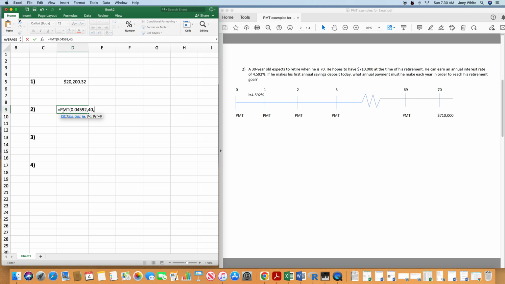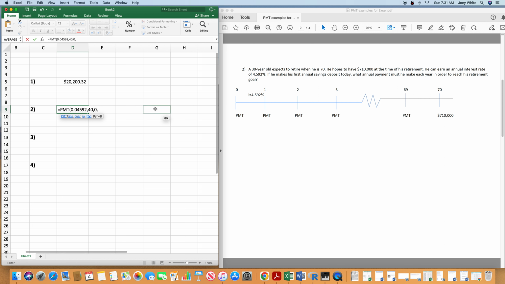So there's no present value, even though he's making a payment today. But that's what we need to find. So we'll put 0 for the present value. And this future value of 710, that's what he's going to have. That's going to be kind of a cash inflow to him when he turns 70. You can see where I got confused. This is in 40 years, but it's not 70.